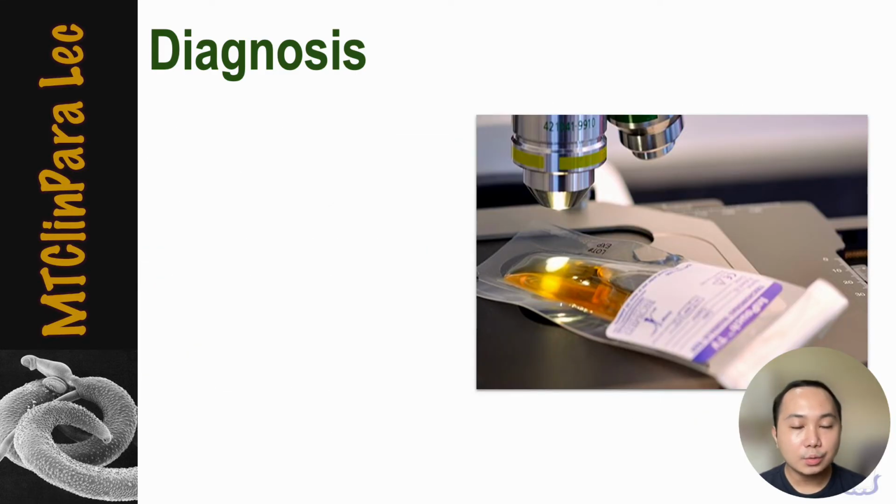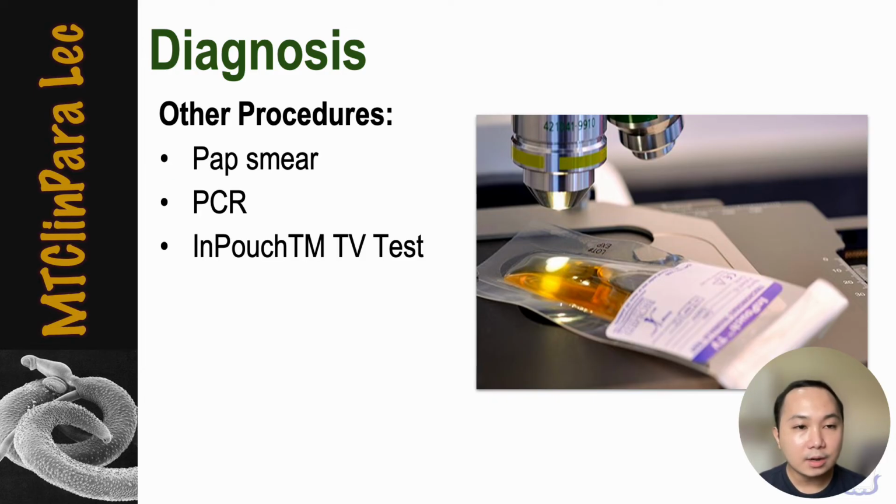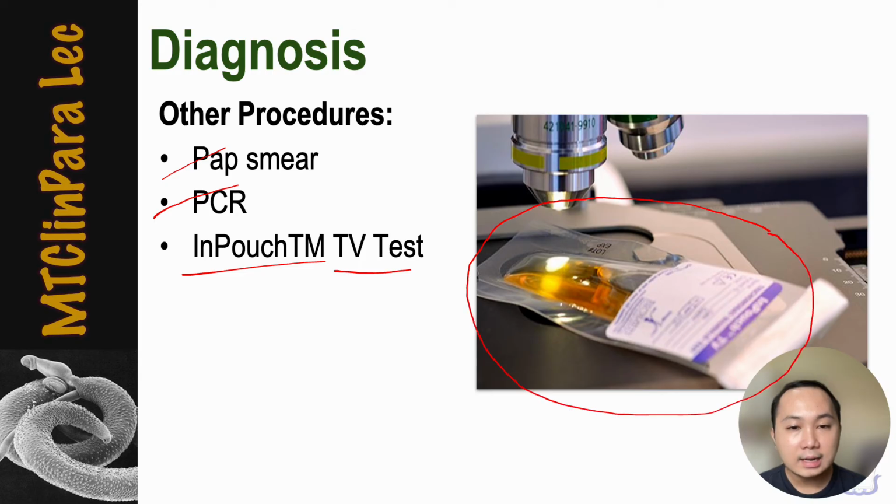Other diagnoses that we can use for the identification of Trichomonas vaginalis would be pap smear, PCR or polymerase chain reaction, and the InPouch TV test. This is the InPouch TV test. This is basically a pouch where we can drop a sample of your vaginal or other secretions in concern with the urogenital tract, and we can directly view the pouch using a microscope. This usually contains a fluid that is rich in nutrients to preserve the motility of our trophozoites.